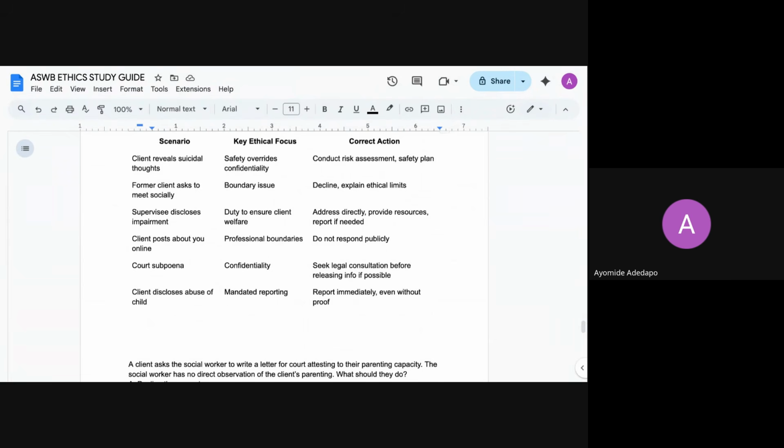Court subpoena: the ethical focus is confidentiality. You want to seek legal consultation before releasing info if possible. And client discloses abuse of a child: we have to make a mandated report. Report immediately without proof. We don't need proof. We need suspicion, that's it. If we're wrong, that's fine. We'd rather be wrong than have a client be abused, not get the help, and something terrible happen.